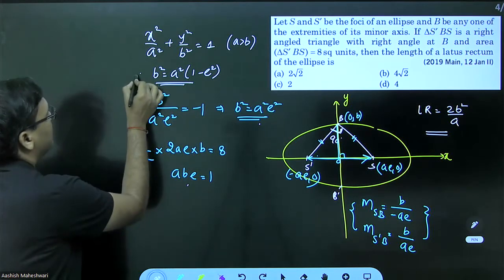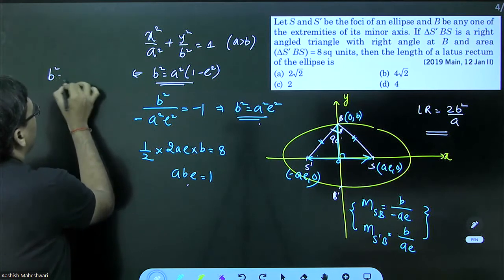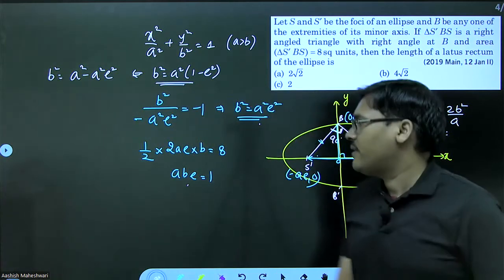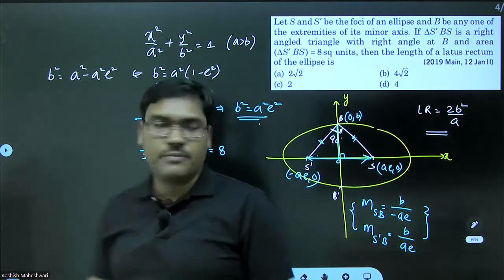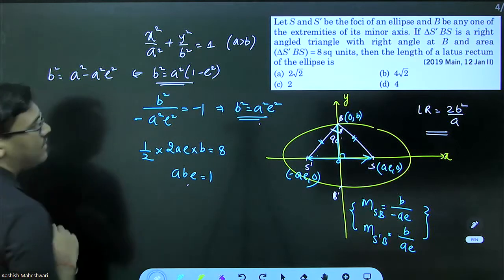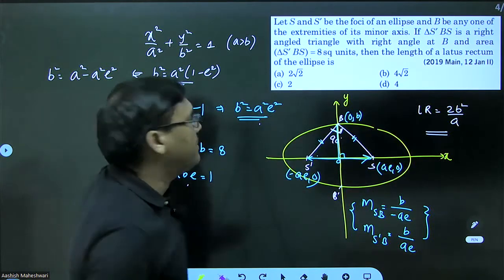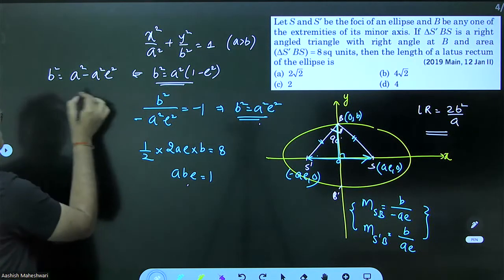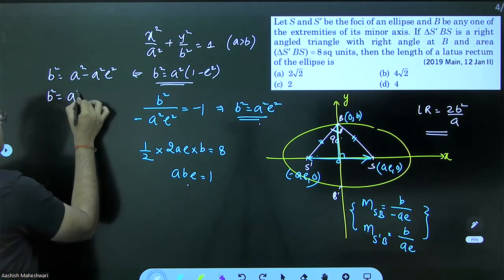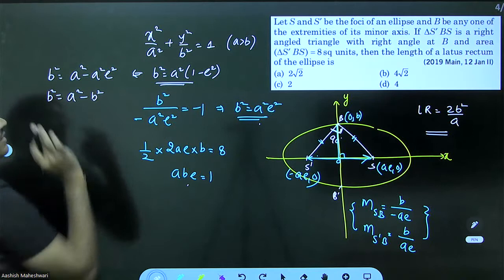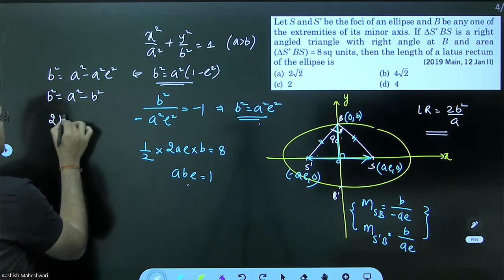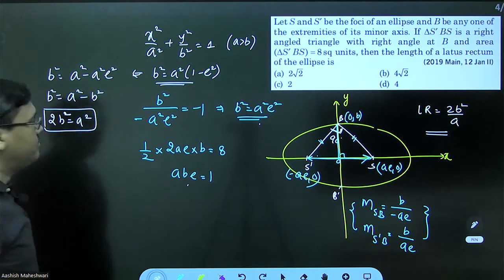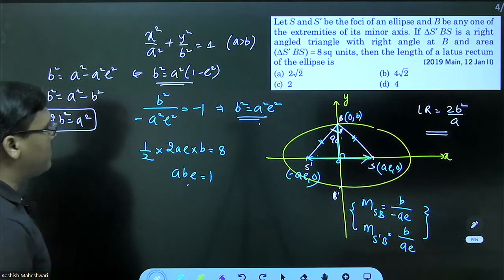How will you solve this? You can again see, this is B square is equal to A square minus A square E square. Now, let me solve this. I'll write it here. Ultimately, you have to find just the values of B and A. So you can see here, B square is equal to A square E square. So I can put B square is equal to A square minus B square. I have just taken this here. So what is this? This is 2B square is equal to A square. So this is the relation between A and B. 2B square is equal to A square, right?